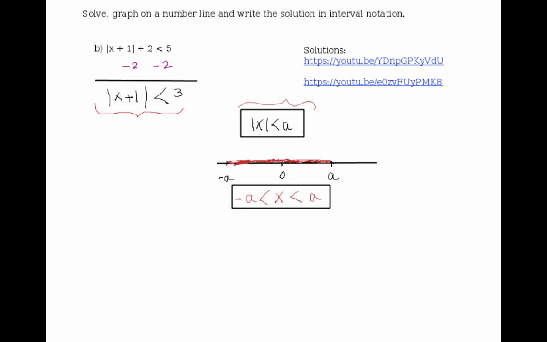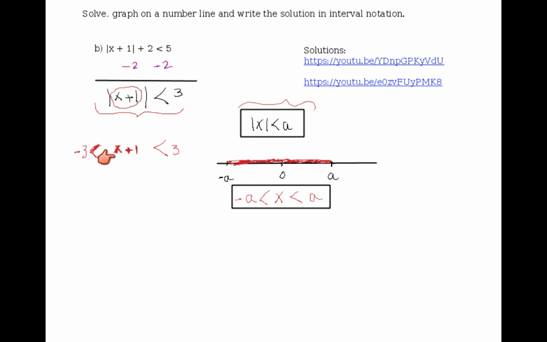Now I need to translate this, which is more similar to this, as you see, into the solution: all the numbers in between. My a here is 3, so it would be negative 3 and 3. But my x is this expression now. Instead of x, I'm going to write x plus 1. Mathematically, this expression and this expression are identical. The only difference is, here I had an inequality with absolute value in it. Now I have an inequality without absolute value, which I can solve for.